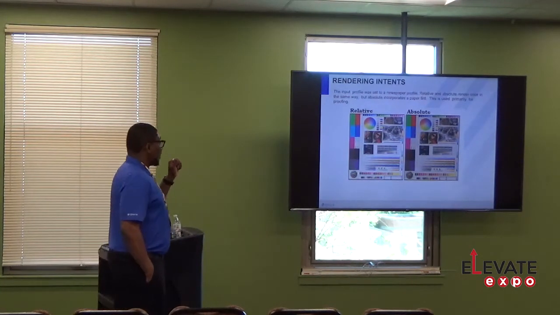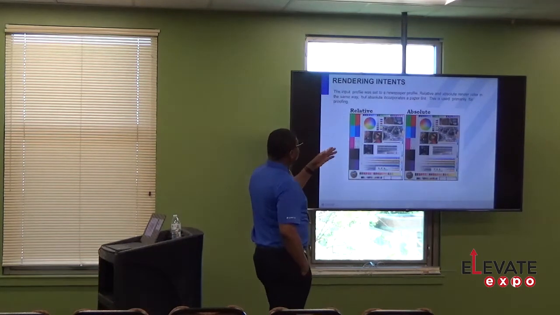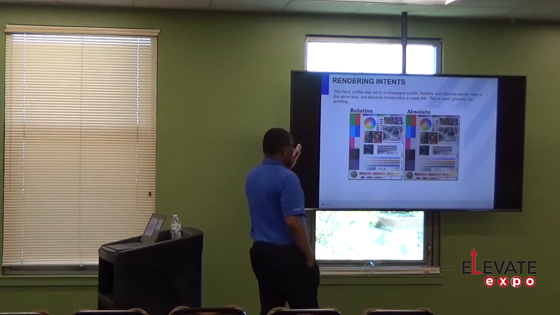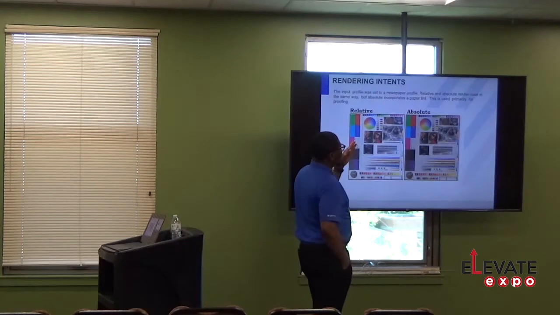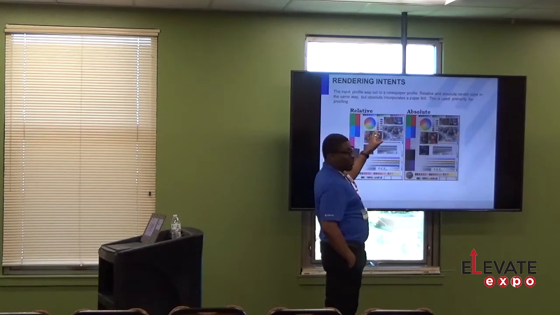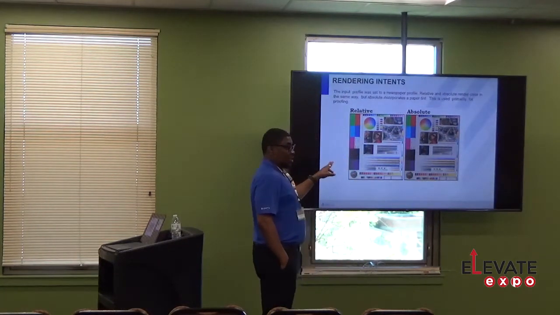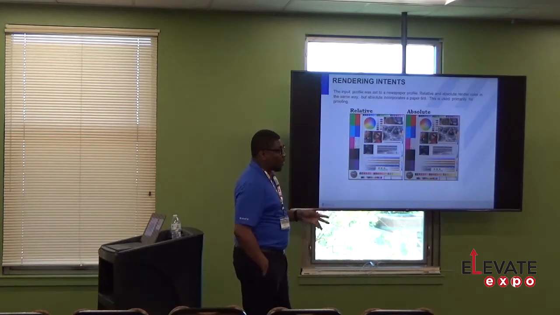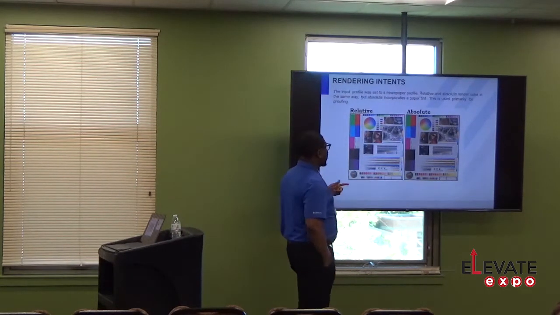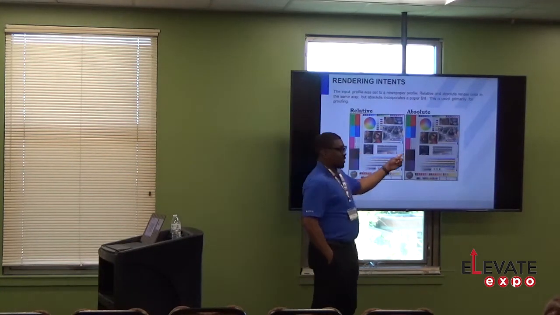So rendering intents, the input profile was set to a newspaper profile. Relative and absolute render color in the same way, but absolute incorporates a paper tint. This is primarily used for proofing. So this is an example of the difference of those two rendering intents. And that is why I said the setting matters. So imagine if, like in my Adobe, I designed with this, but then my RIP was set to this.